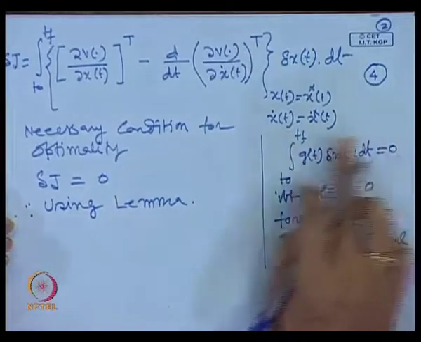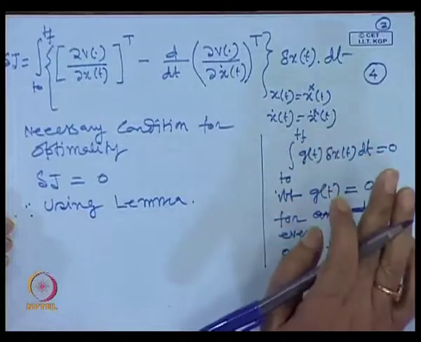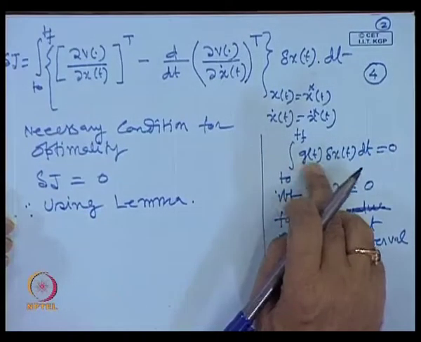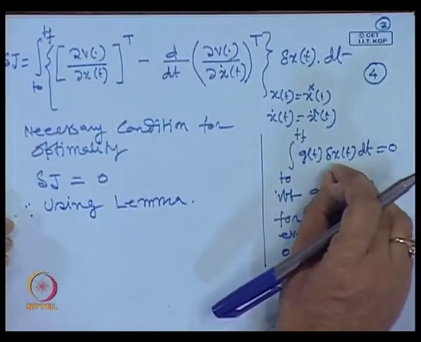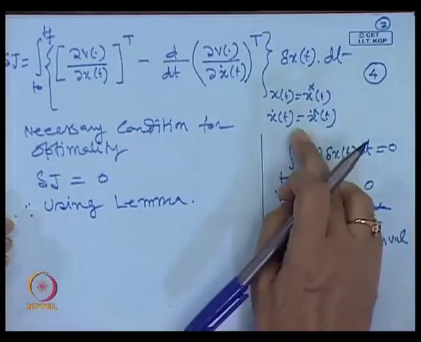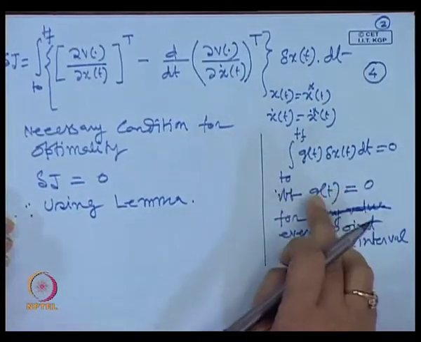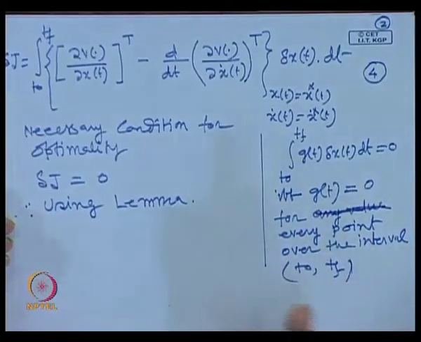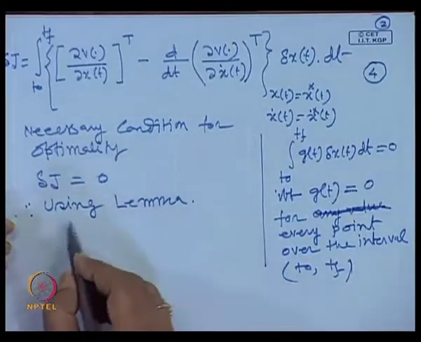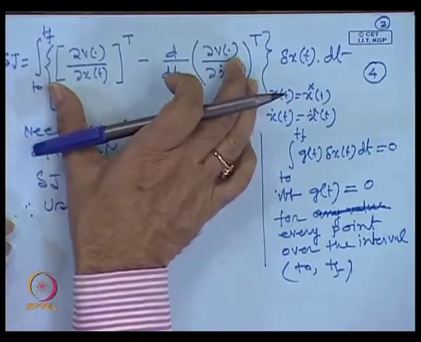Our lemma is that g is a continuous function over the interval t0 to tf, and if you multiply this g(t) by a non-zero incremental change delta x(t) over the interval t0 to tf, the integral will be 0 if and only if g(t) is 0 for every point over the interval t0 to tf. Using this lemma, I can write that this 0 means this must be 0.